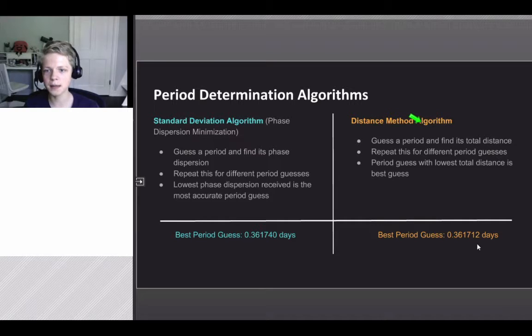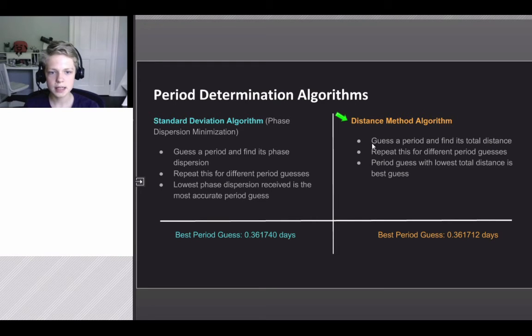After that, we used two period determination algorithms to see what the period was now and how it had changed since Kepler observed it. First we used the standard deviation algorithm, also called phase dispersion minimum. In that algorithm, we guess a period and figure out its phase dispersion. We repeat this for a lot of different period guesses, and the lowest phase dispersion we get is the most accurate period guess. We tie each phase dispersion to each period guess, and whichever has the lowest phase dispersion is the period guess we'll use. The best period guess we got with that was 0.361740 days.